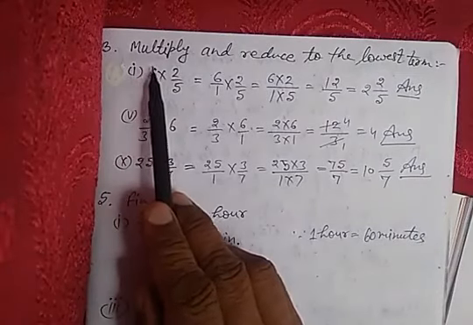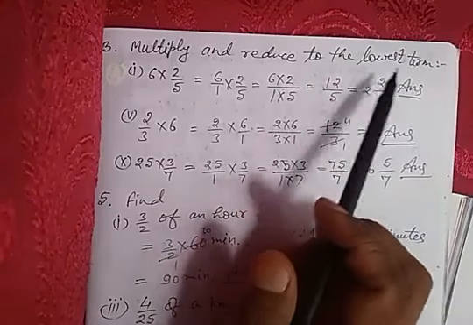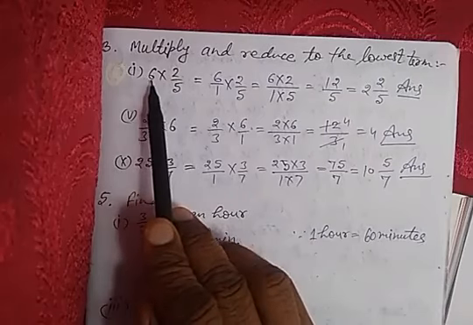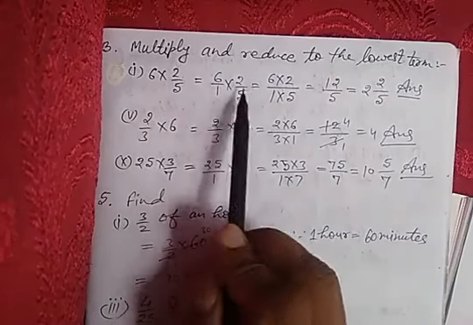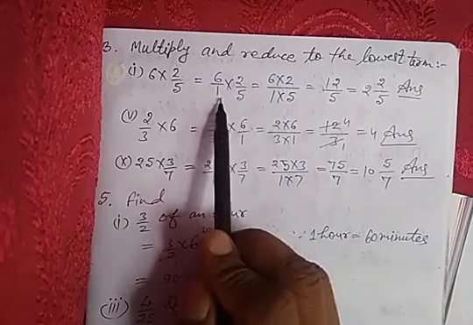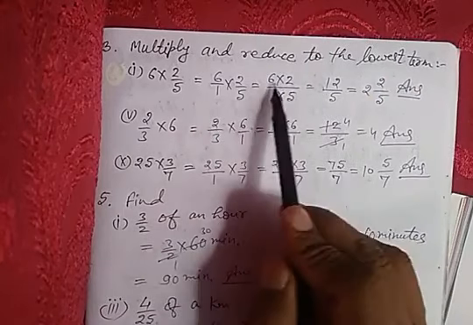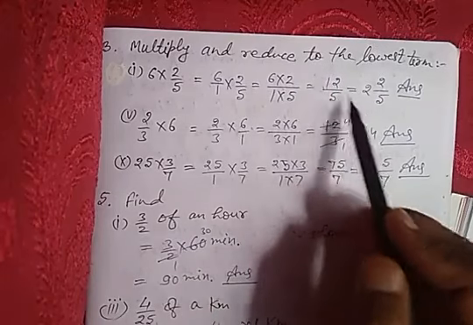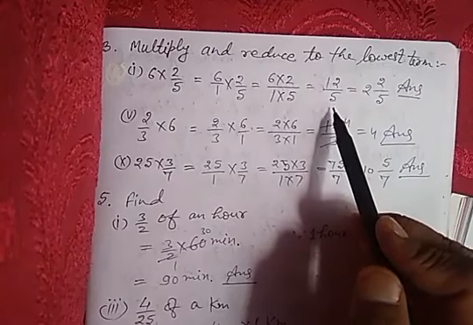Now question number 3. In this question we have to multiply and reduce to the lowest term. First part is 6 into 2 upon 5. 6 is a whole number and is written as a fraction like this, 6 by 1 into 2 upon 5. Now we apply the rule: product of numerators upon product of denominators. 6 into 2 upon 1 into 5 is equal to 6 2s are 12 upon 5 1s are 5, 12 upon 5. This is an improper fraction since its numerator is greater than its denominator.